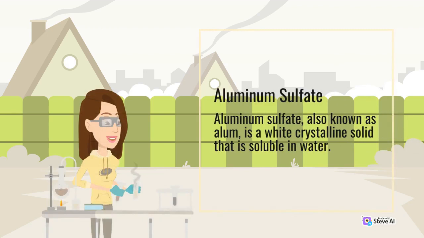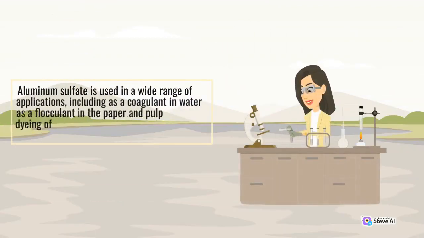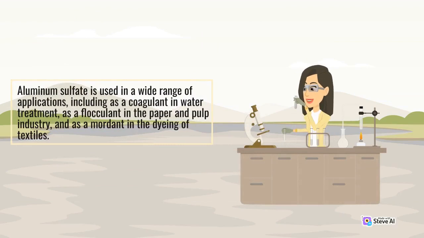Aluminum sulfate. Aluminum sulfate, also known as alum, is a white crystalline solid that is soluble in water. Aluminum sulfate is used in a wide range of applications, including as a coagulant in water treatment, as a flocculant in the paper and pulp industry, and as a mordant in the dyeing of textiles.